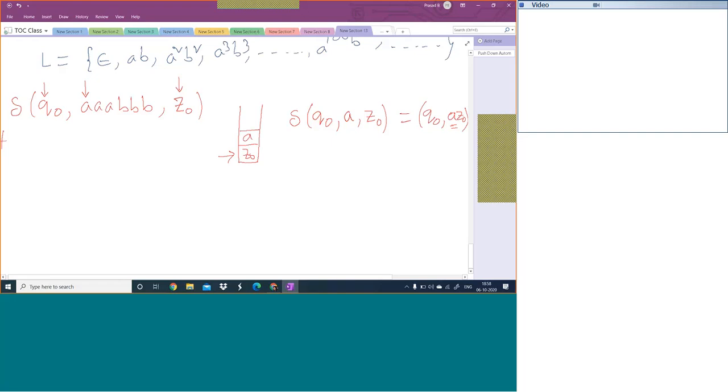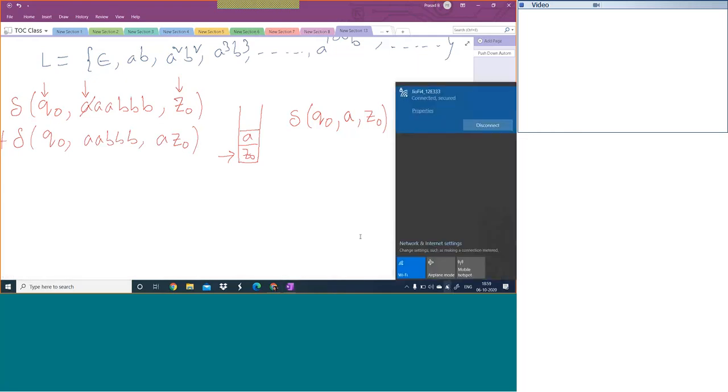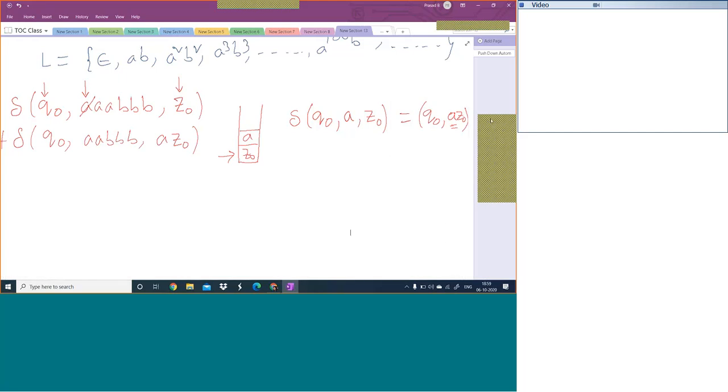Q0 is the same state. A has been scanned, so this is the remaining input string. And after pushing the input symbol A into the stack, these are the symbols from top to bottom. Now, what is the state here? Q0 is the state. And what is the input symbol? A is the input symbol. What is the topmost symbol? A.